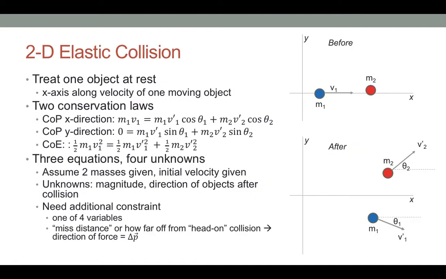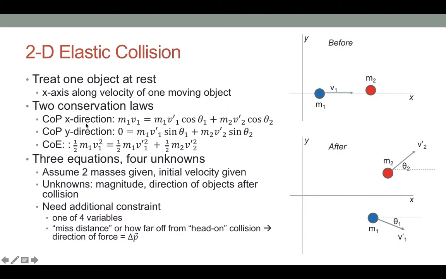Another case we can consider is a 2D collision. In this case, we'll consider, for an example, a 2D elastic collision. The way we can always set this up is to pick our frame of reference so that it is attached to one of the objects. So one of the objects can always be treated as being at rest if we use the velocity of that object as our frame of reference. It will then be at rest. We then orient our x-axis along the direction of the remaining object.